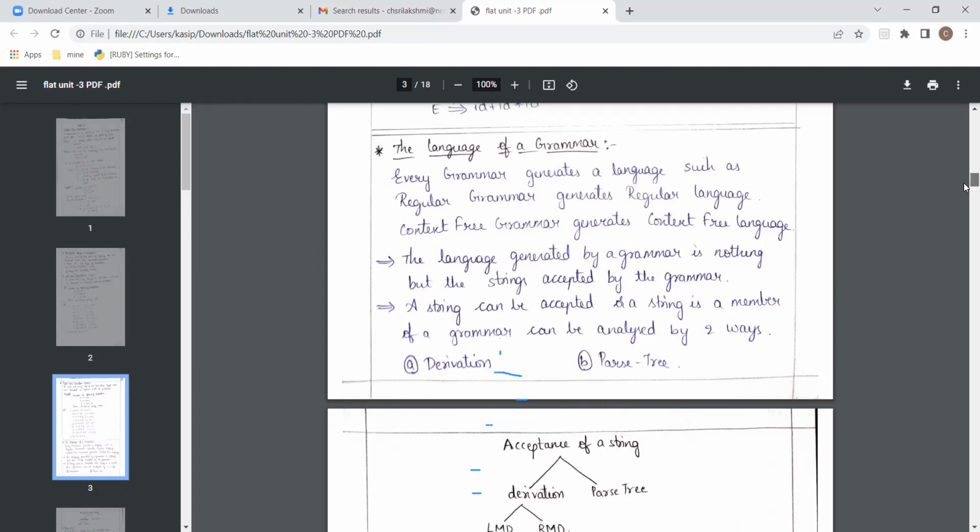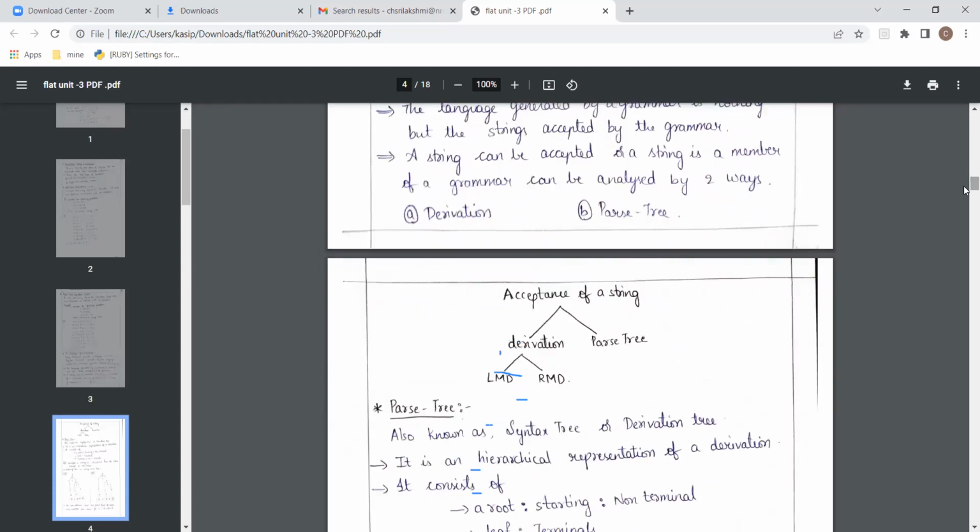In the finite automata, I told you how to accept a string. When you go from the initial state to the final state with that particular string, then that string will be accepted by the finite automata. Here also, in the context-free grammar, the strings can be accepted. How can you say the string is accepted? That can be in two ways, derivation and the parse tree.